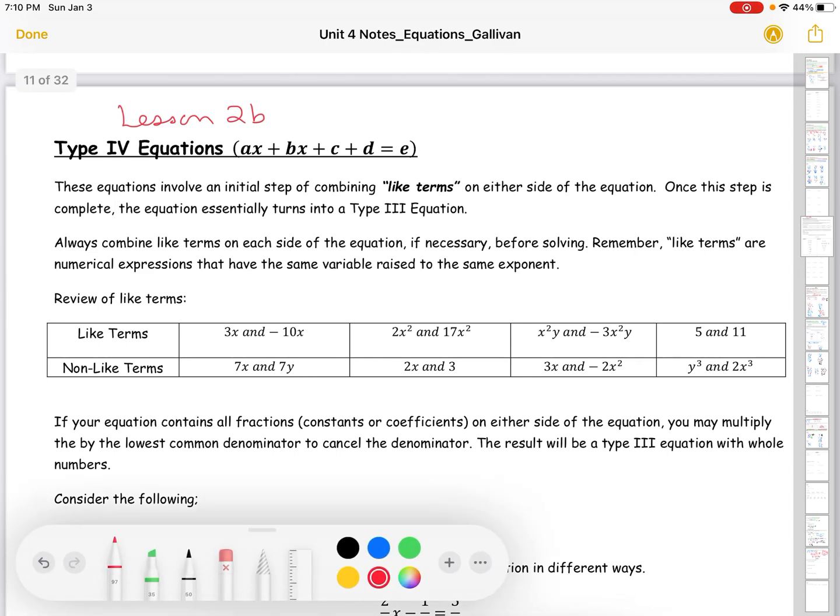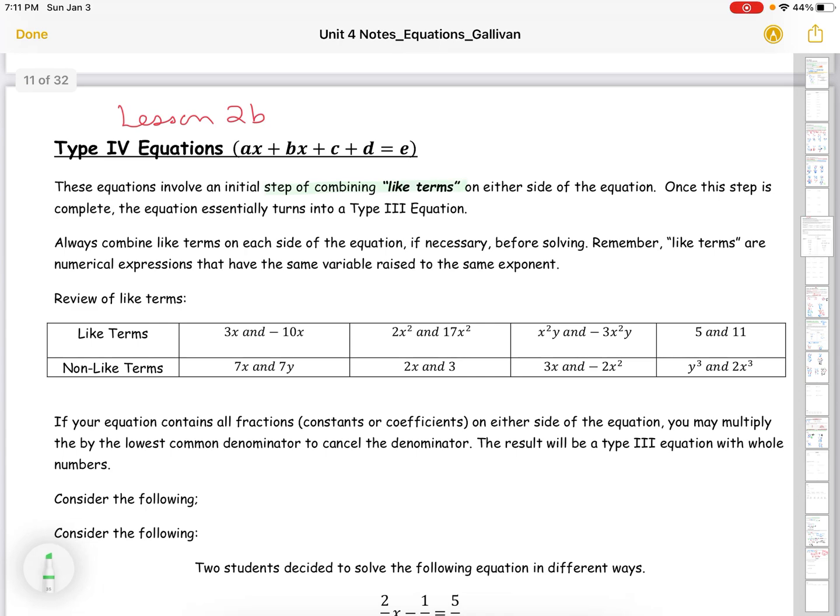So with lesson 2B, what we're talking about is type 4 equations, and what happens with them is you have to combine like terms on either side of the equation first. Once you've done that, it essentially turns into a type 3 equation, like what we did second half of yesterday. So we always have to combine our like terms on the equation.